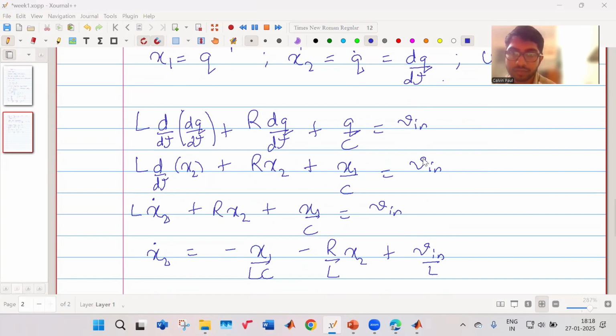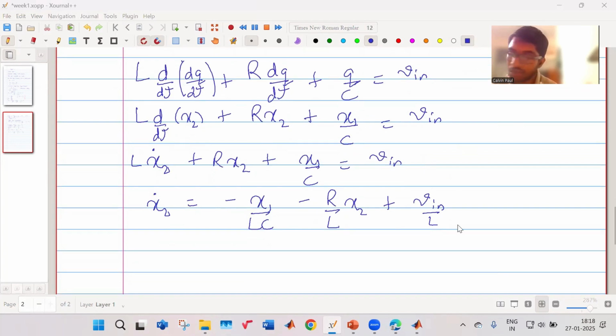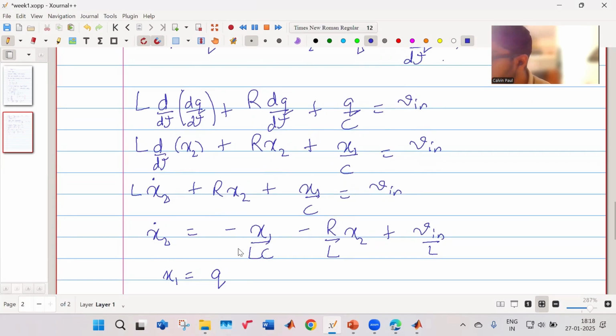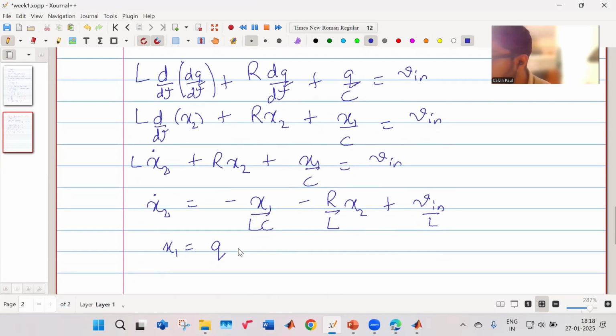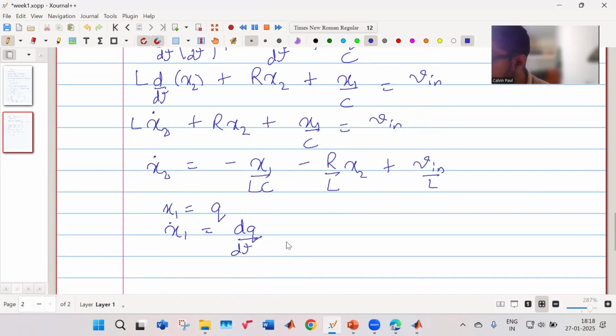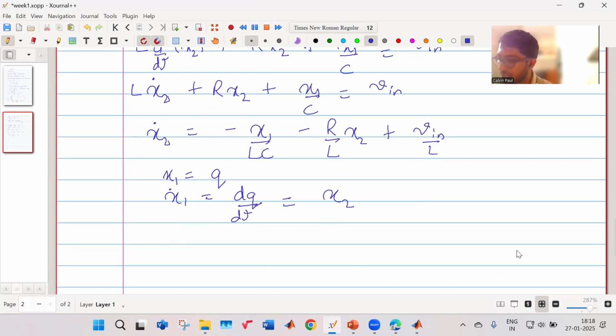Okay. So if there's no query, so this is x2 dot. Similarly, we have my x1 is equal to q, and my x1 dot is actually equal to dq upon dt. And this actually is equal to my x2. Okay, so these are the equations which we will use to form the state space representation.